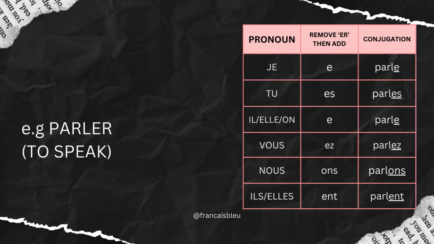Let's take an example, parler, which is a verb which means to speak. When we conjugate it following the ER verb rules, it's gonna be je parle, tu parles, il, elle, on parle, vous parlez, nous parlons, ils, elles, parlent.